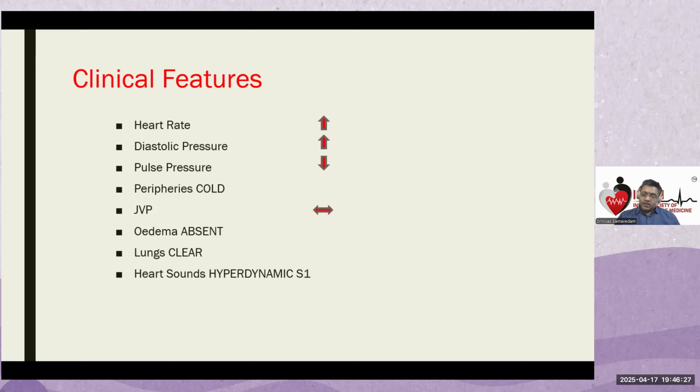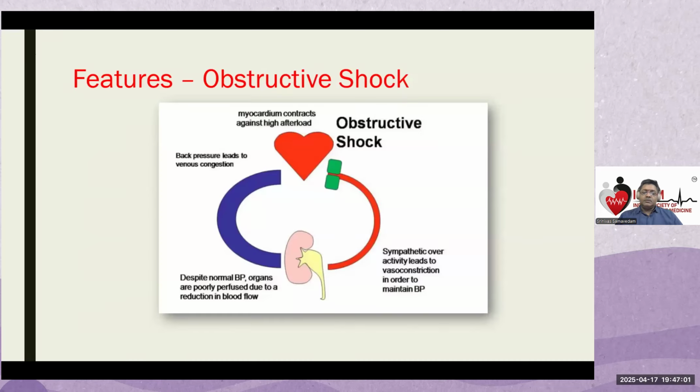So, loud first heart sound with cold peripheries is probably hypovolemic shock. A loud first heart sound with warm peripheries is probably distributive shock. That's how you differentiate. A narrow pulse pressure with cold peripheries and absent edema is probably hypovolemic shock. A narrow pulse pressure with edema and a high diastolic blood pressure is probably cardiogenic shock. Third heart sound is more often in cardiogenic shock. First heart sound loud in hypovolemic shock. So this is how you differentiate between these three different types of shock.